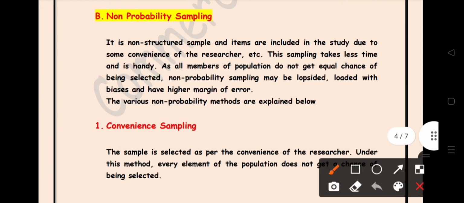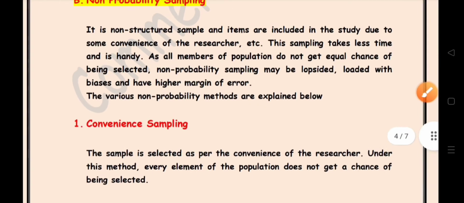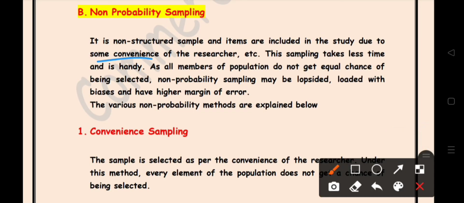Then next, non-probability sampling. It is a non-structured sample, and the items are included in the study due to some convenience of the researcher. This sampling takes less time and is handy, as all the members of the population do not get an equal chance of being selected. As it is non-probability sampling, each respondent will not get an equal chance of being selected, so there must be bias.